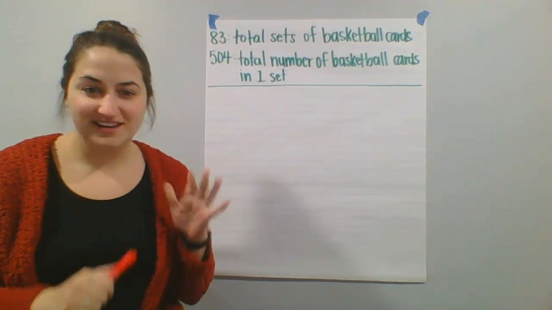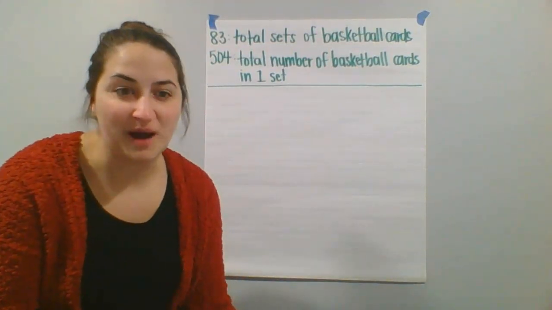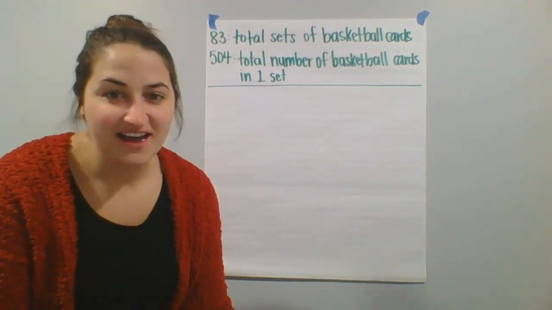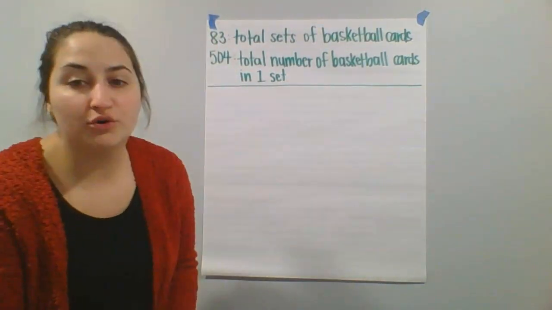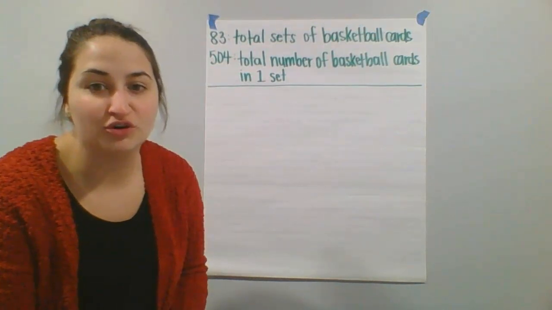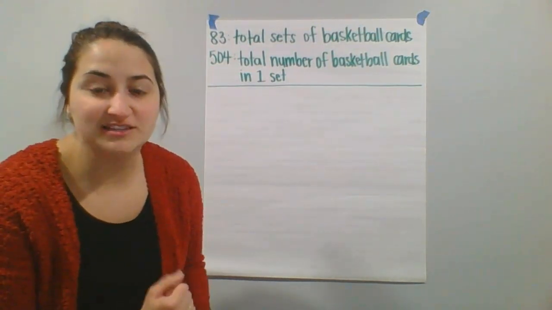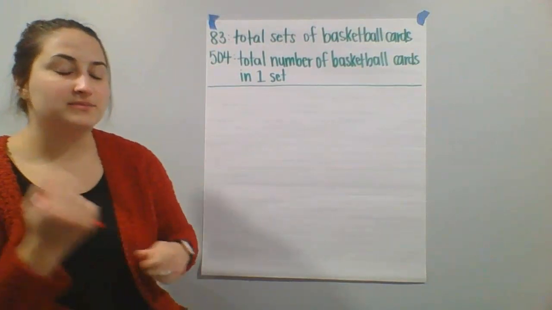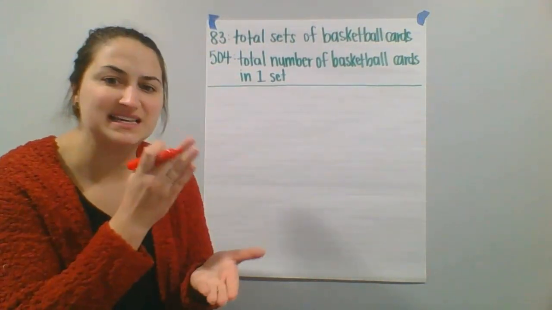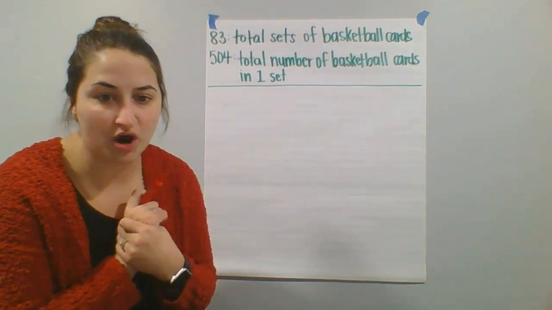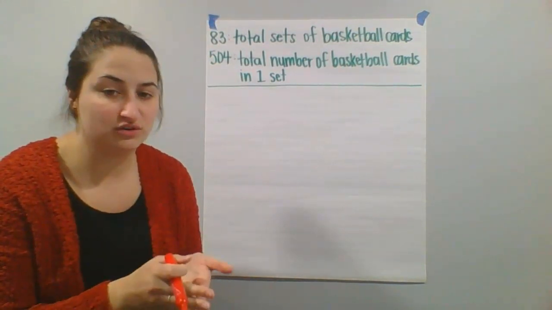So at this point, you should have already solved the problem about Manny and his basketball cards. I have listed our quantities up on the board. There were 83 sets total and 504 basketball cards in one set. So let's think about how we're going to be using these. Each set has exactly 504 cards. Each set has 504 cards.